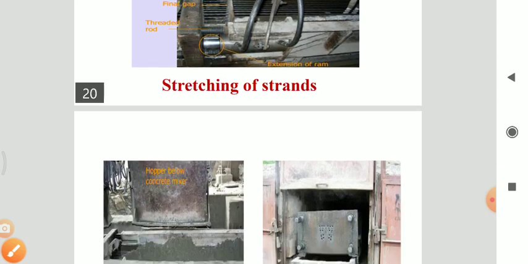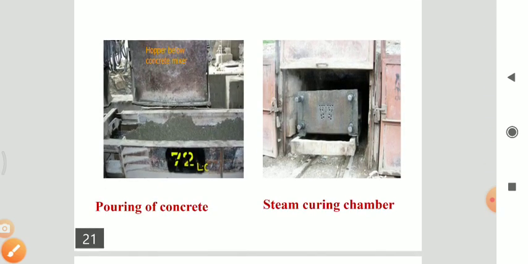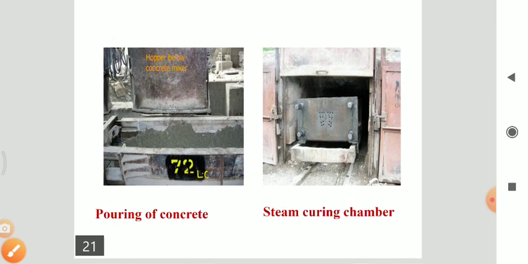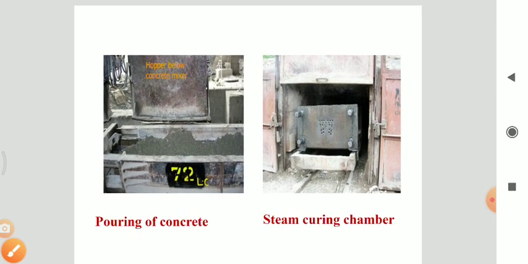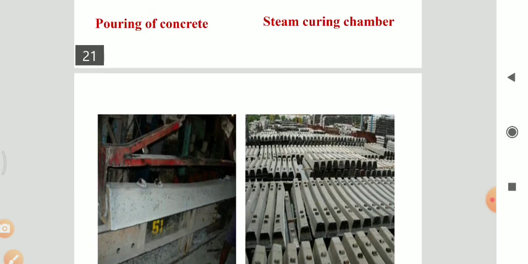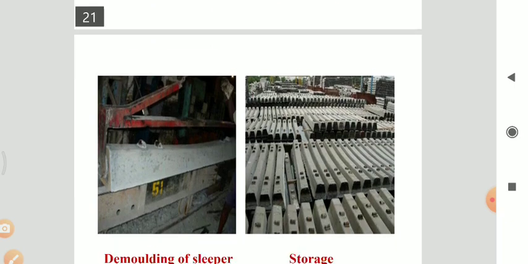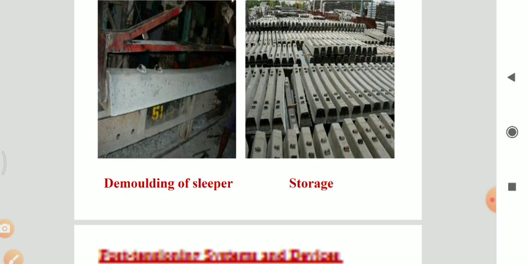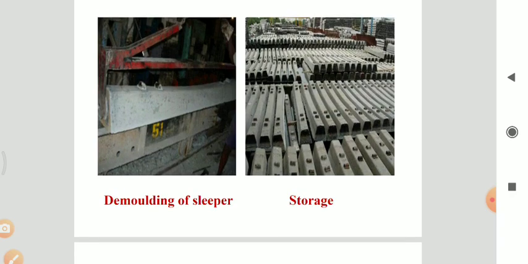Then here the pouring of the concrete is done. Then steam curing. In a factory, for mass production, steam curing is generally done to develop early strength in the concrete. Here, for steam curing, the member is placed. And this is the demolded mass production of the sleepers.